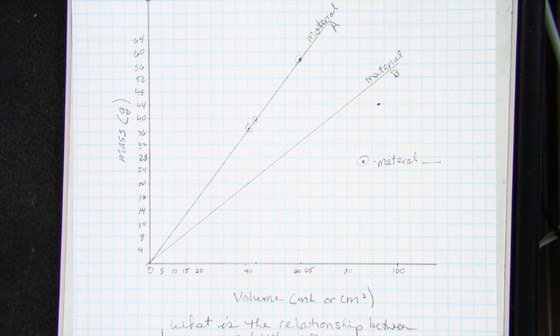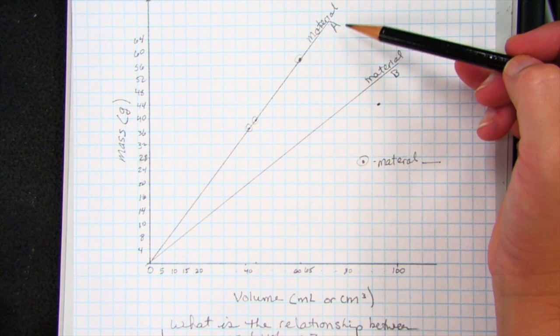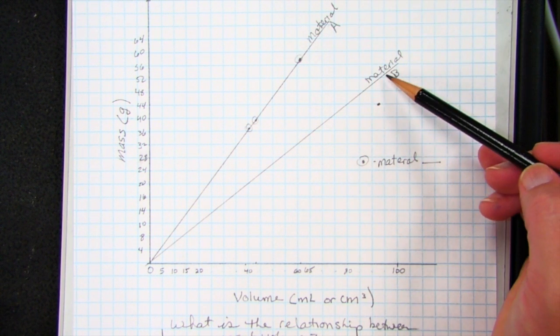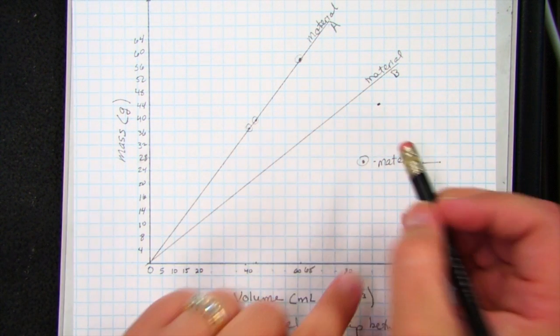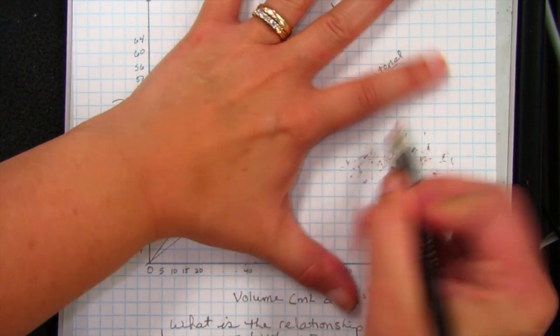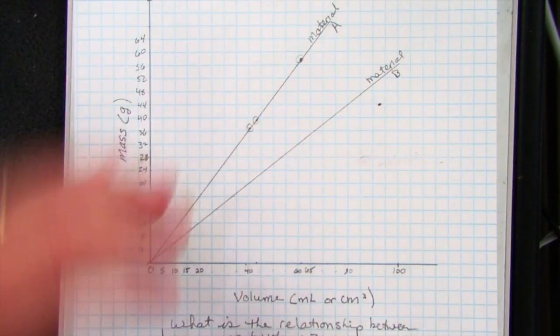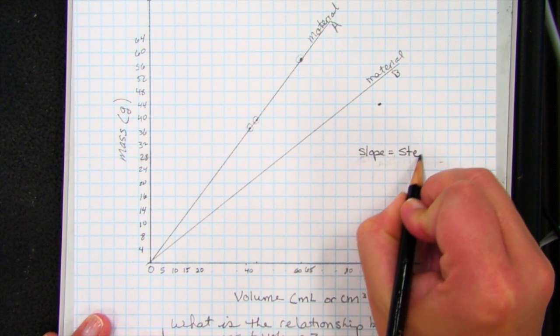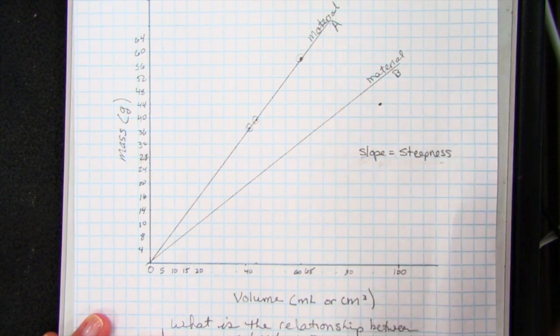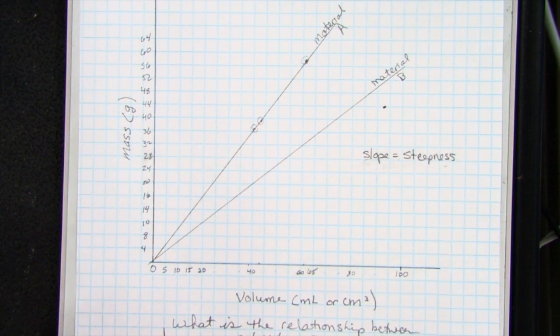So there's a positive correlation or a positive relationship. But they have slightly different relationships. Material A has a much steeper line than material B. And that steepness is called slope. And slope is always going to be the answer to our question. So slope equals steepness of the line. And since the two lines have different steepnesses, they have different slope.